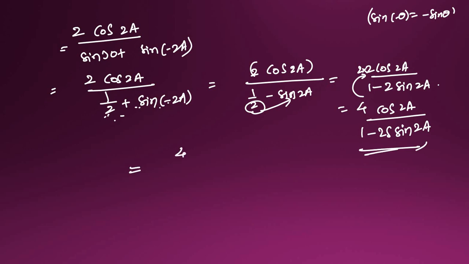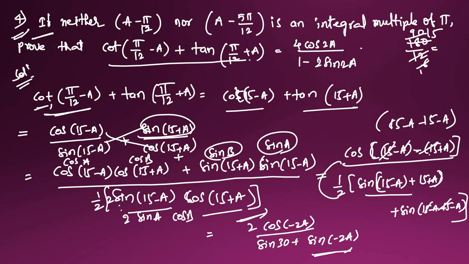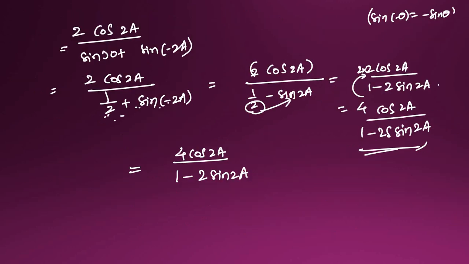So it will become 4 cos 2a divided by 1 minus 2 sin 2a. So what is he asking us to prove here? Only this: 4 cos 2a divided by 1 minus 2 sin 2a he is asking us to prove. So we got the answer here.